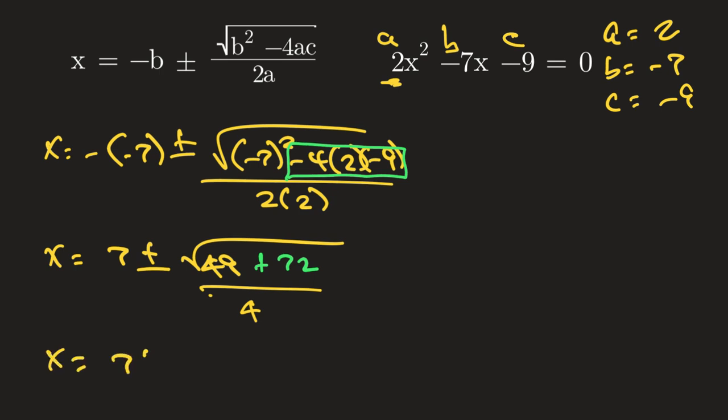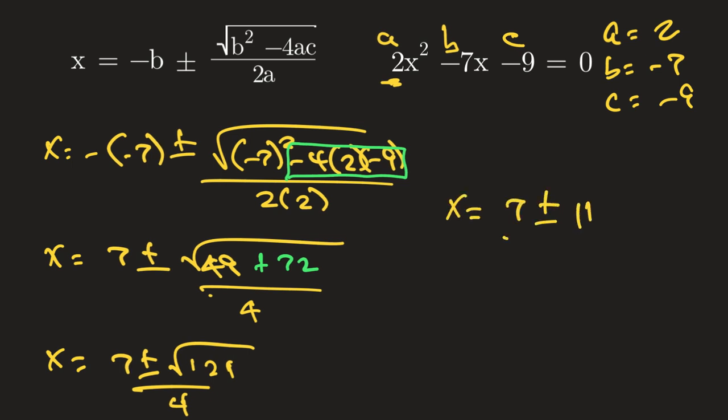So x equals 7 plus or minus root, what is that going to be? 72 and 49, 121. And that is a 4 down there. Is 121 a perfect square number? It is. What's square root of 121? 11. So here we go. X equals 7 plus or minus 11 over 4. Take that square root. If they've got a perfect square there, great. Take it. Radical's gone.